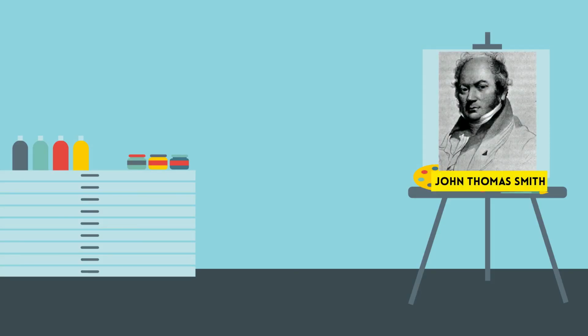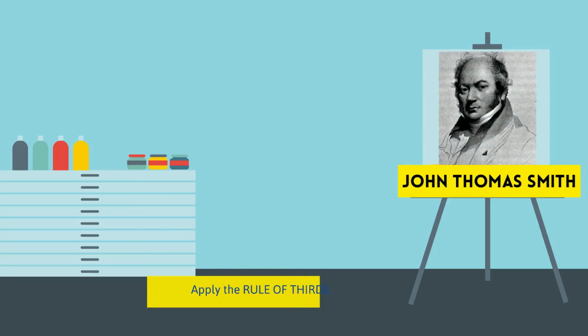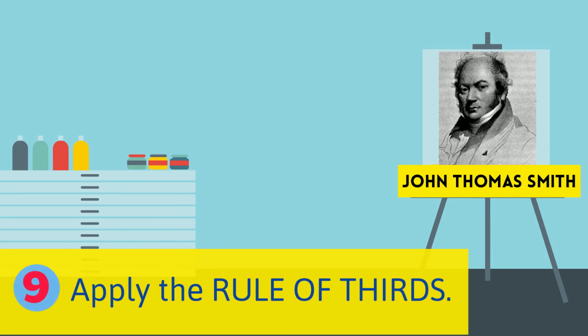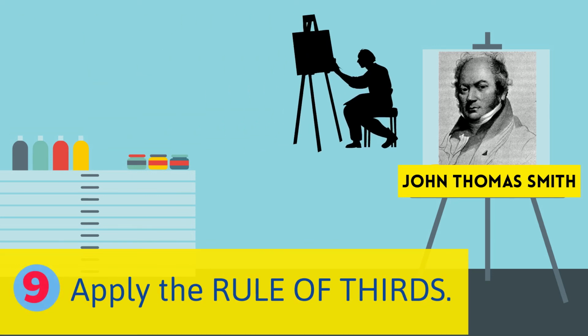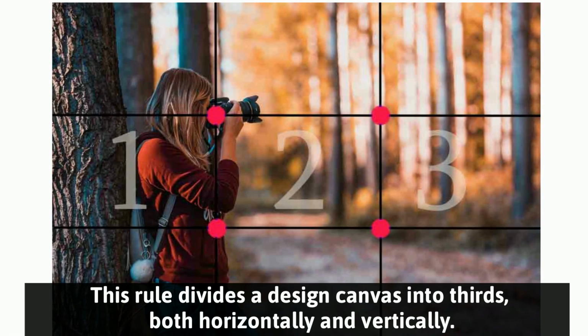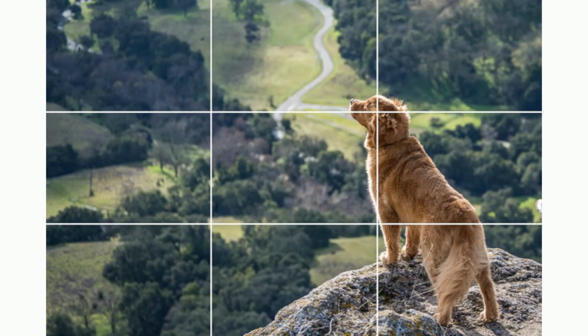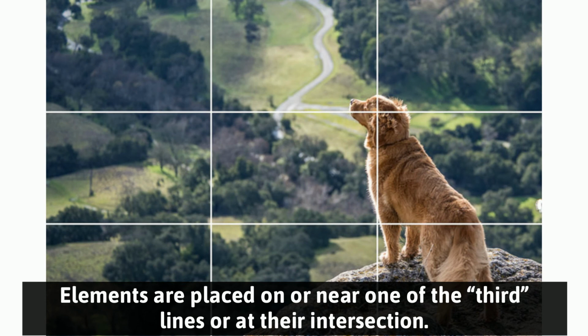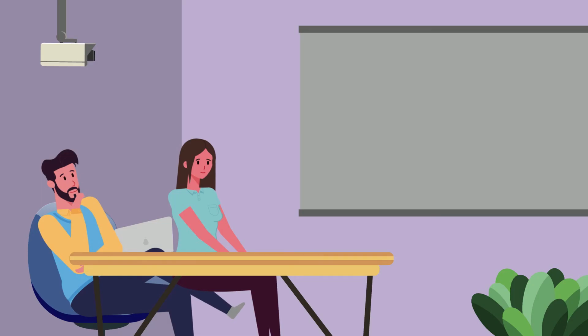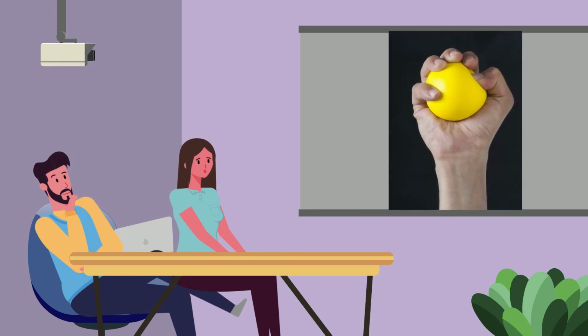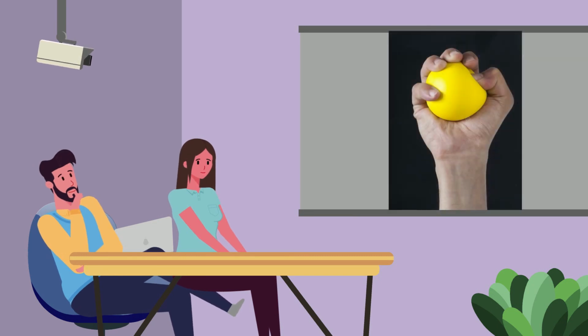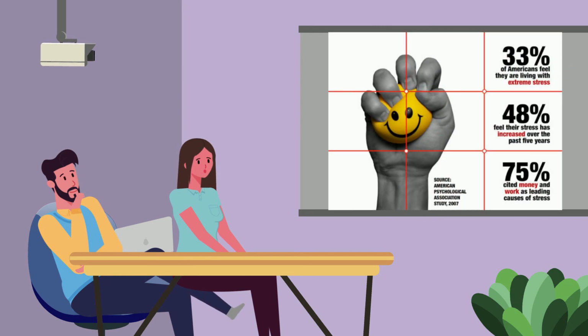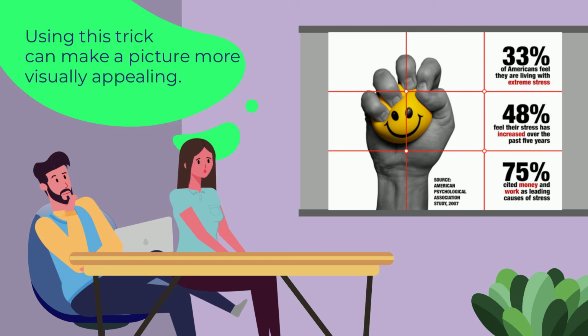The rule of thirds was first articulated by John Thomas Smith in 1797. It is a guideline used by painters, photographers, and cinematographers to frame a visual image that generates compositional energy and interest. If the picture you want to use doesn't follow this rule, resize it and position it on your slide so that it does. Using this trick can make a picture more visually appealing.